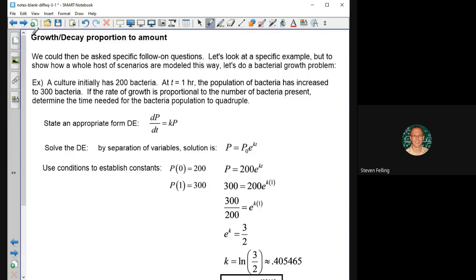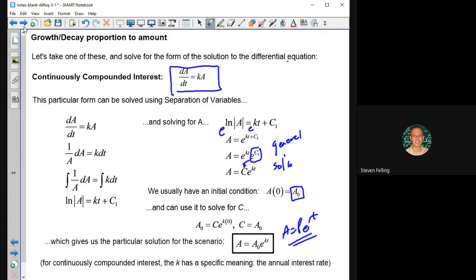Okay, then we could ask specific follow-on questions. We could say something like, at what point would the amount triple? Or when would you have $3,000 in the account if the initial amount was $50 or something like that? So let's take another example that's a similar form, and we'll use the result to answer the question here.